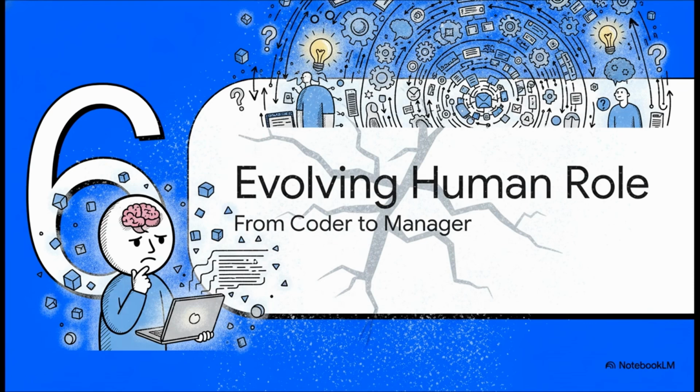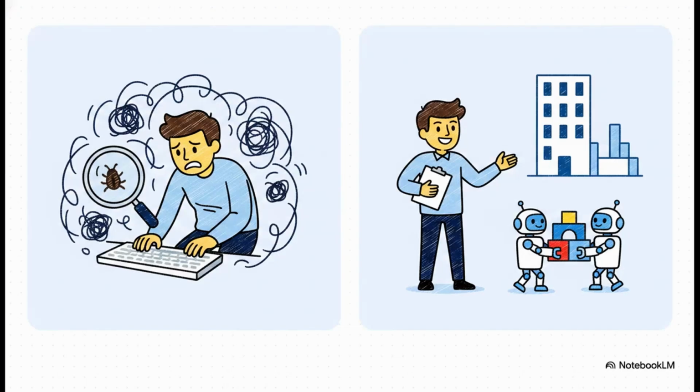Finally, Section 6, the evolving human role. Look, I know a lot of developers are feeling a bit of an existential crisis right now. But let me assure you, human jobs aren't disappearing, they're just getting a massive upgrade. The old way meant you were the task executor. You had to manually write every single line of code, hunt down every little bug yourself. It was a grind.